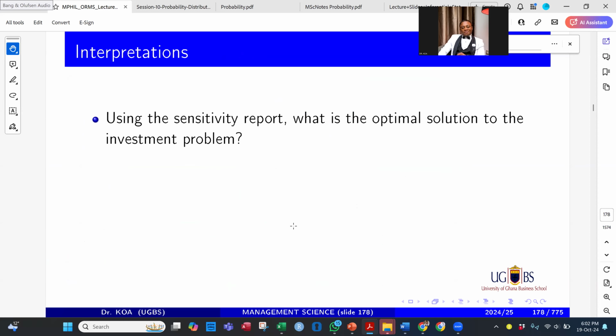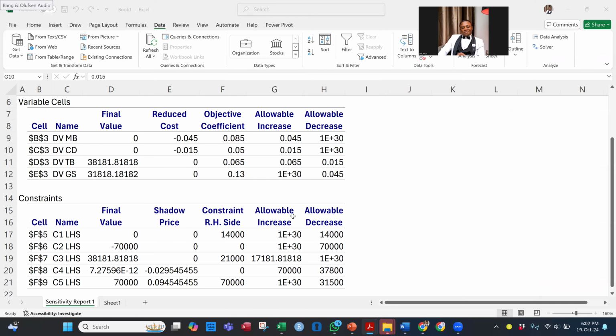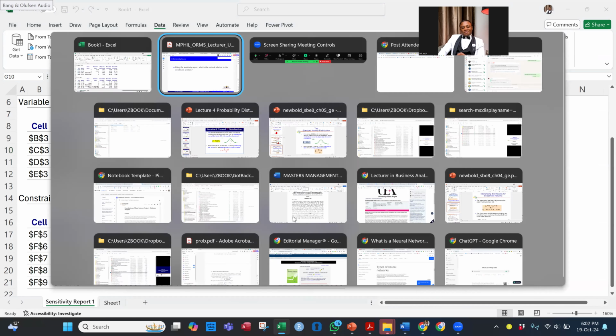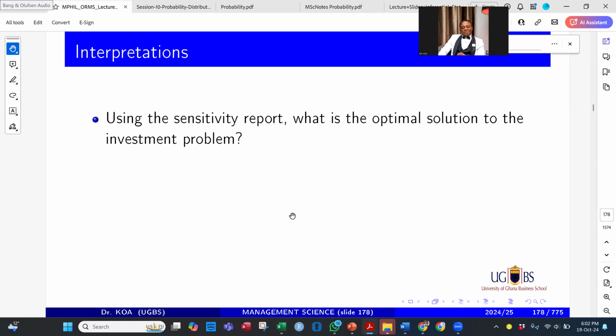Now, this is my first question. Write it down. Earlier on when we started the lecture, I said, write everything down. And I know that few will write it, but you should write it. Using the sensitivity report, what is the optimal solution to the investment problem? That's the question. What is this question actually asking you?